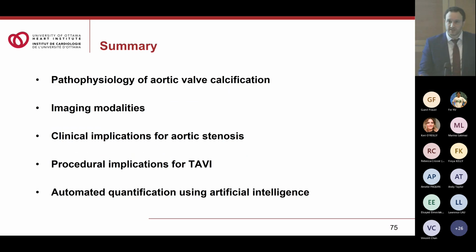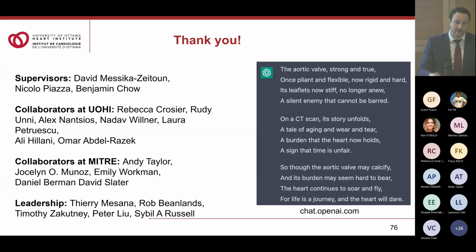To summarize our presentation today, we discussed the pathophysiology of aortic stenosis with the two phases of the pathophysiology. We talked about different imaging modalities that are used in aortic valve calcium evaluation, and we talked about clinical implications in patients with AS as well as patients undergoing TAVI, and we talked about our project at the Heart Institute.